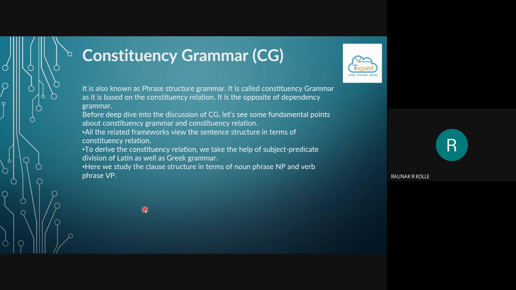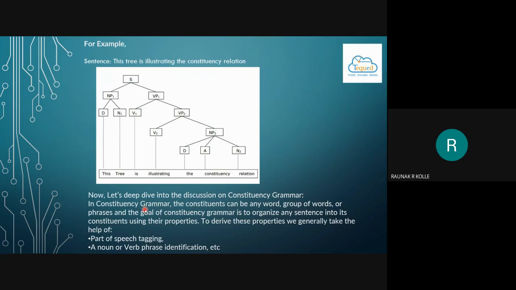All of the related frameworks view the sentence structure in terms of constituency relation. To derive the constituency relation, we take the help of subject predicate division of Latin as well as Greek grammar. Here we study the clause structure in terms of noun phrase NP and verb phrase VP. For example, let's take the sentence: this tree is illustrating the constituency relation.